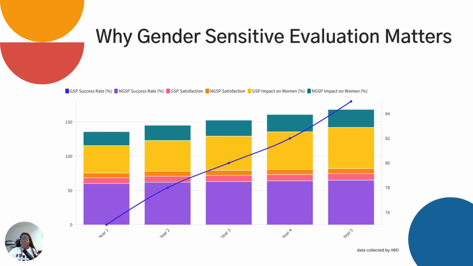This graph illustrates how programs implemented using gender sensitive approaches saw improved outcomes. In this image, we see a representation of different groups, all of whom benefit from a more inclusive and effective policy. A gender sensitive approach in public sector evaluation isn't just about fairness, it's about making our policies and programs more inclusive and representative of the diverse population that we may serve.